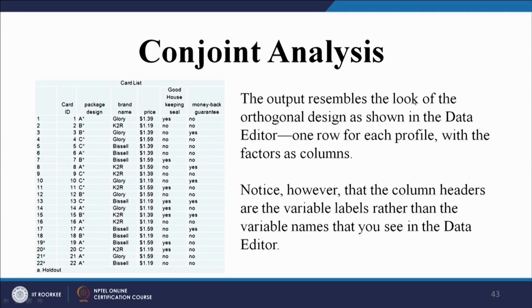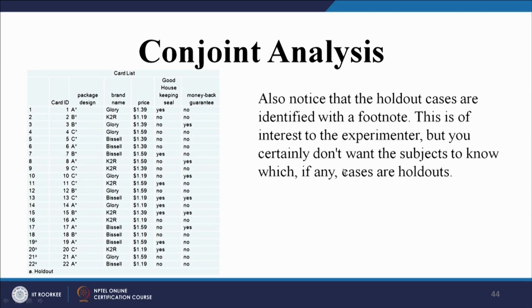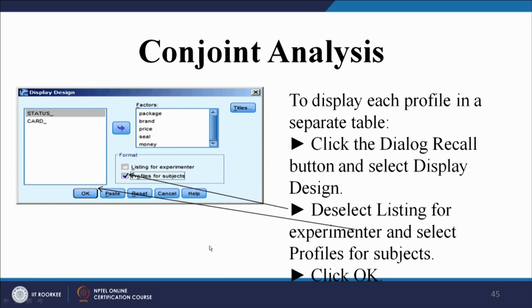The output resembles the look of the orthogonal design as shown in the data editor, one row for each profile with the factors as the columns. So, these are the factors 1, 2, 3, 4, 5, okay. However, the column headers are the variable labels rather than the variable names that you see in the data, okay, fine. So, this is the holdout case. Now, when there is a holdout case, there will be a footnote and it is written, you can check it, right. So, the SPSS gives you 2 files, okay.